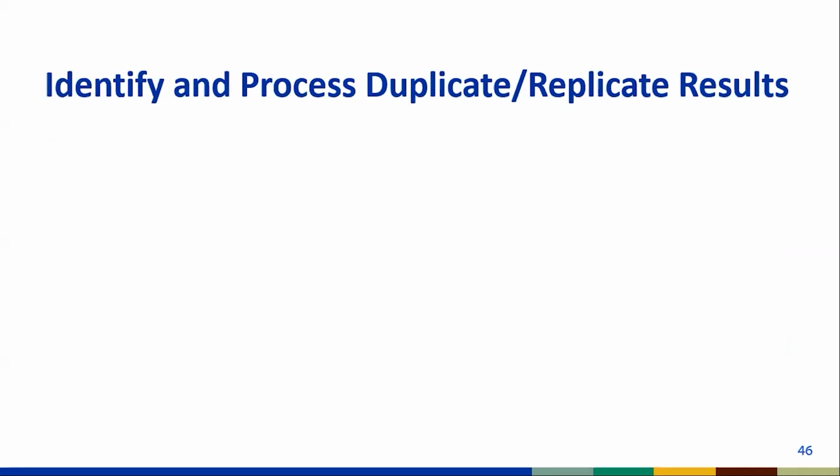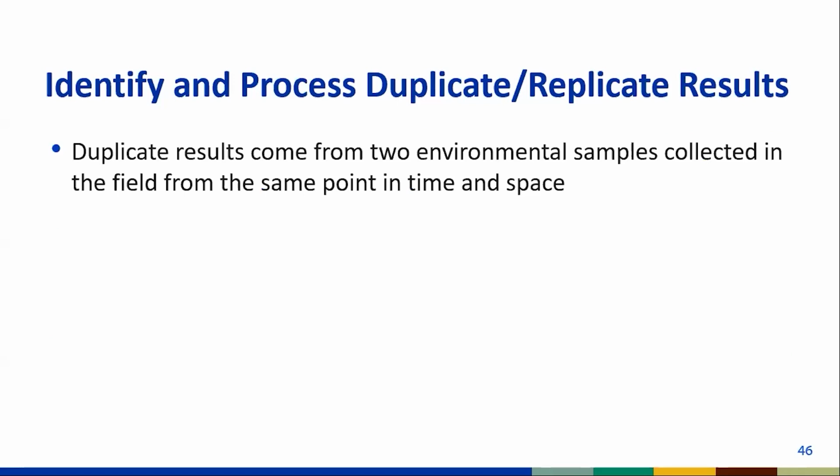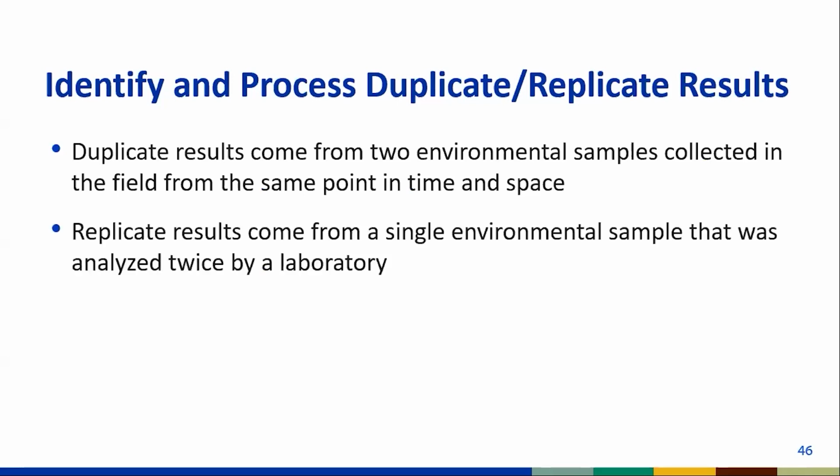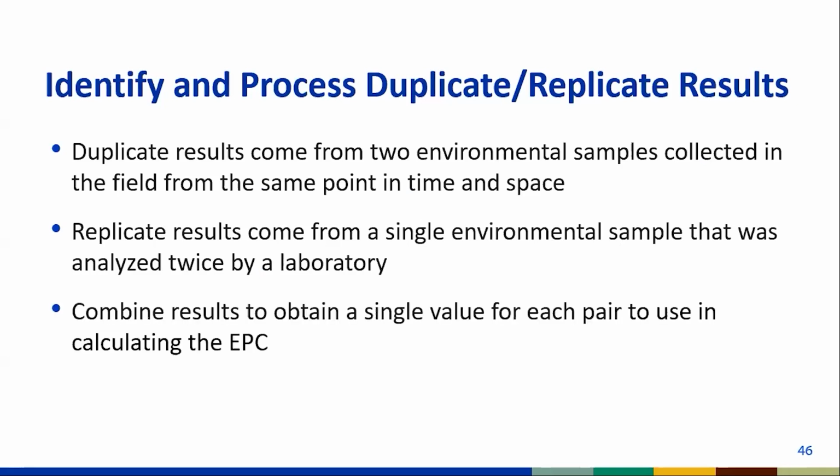Another step when processing the data is to identify and process duplicate and replicate sample results. Duplicate results come from two environmental samples collected in the field from the same point in time and space. Replicate results come from a single environmental sample that was analyzed twice by a laboratory. When these types of samples are in a data set, health assessors should combine the results to obtain a single value for the duplicate or replicate pair. This ensures that the sample is not double counted in 95 UCL calculations.